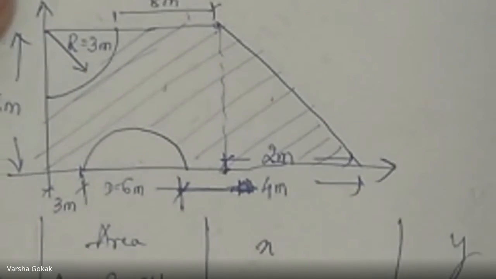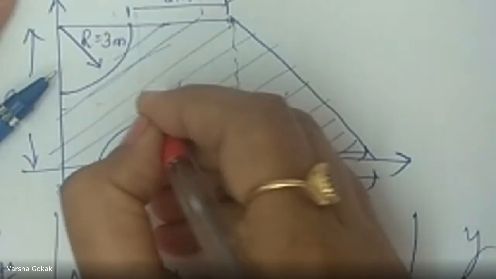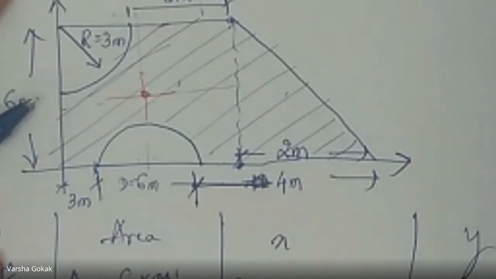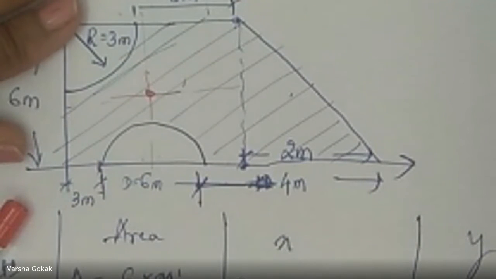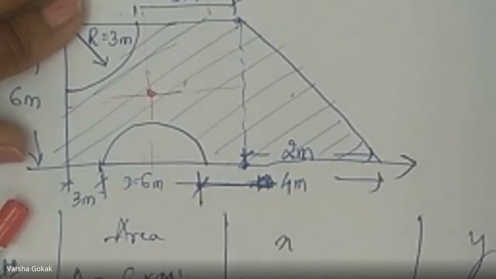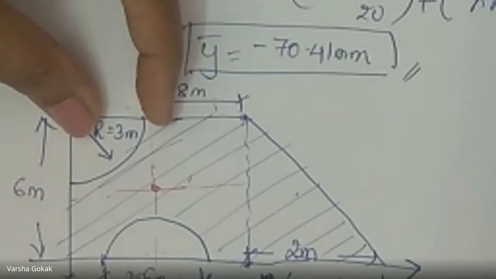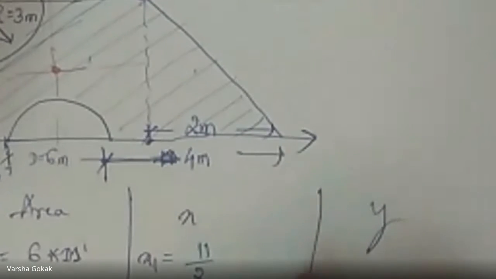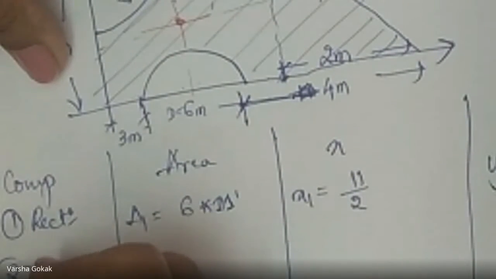What about x1? CG of the rectangle is where? Exactly at the center of the rectangle, here. So how much is x and how much is y? 11 by 2. X is 11 by 2, right? Because this is 11. Center matlab 11 by 2, correct. And what about y1? 6 by 2. Right. Okay.